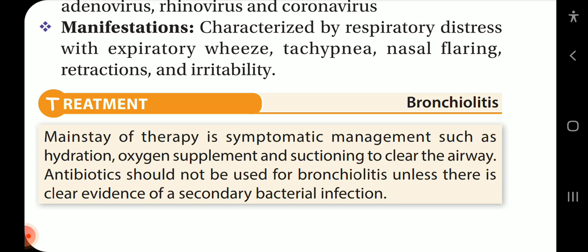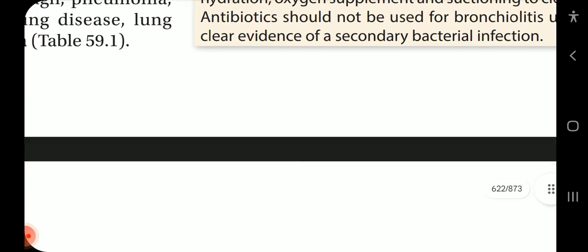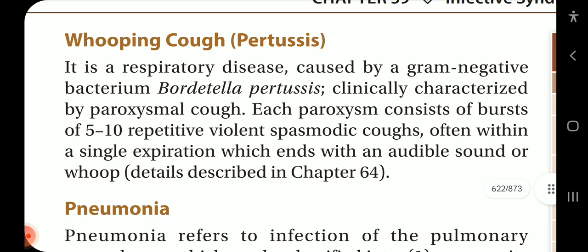Treatment of bronchiolitis. Mainstay of therapy is symptomatic management such as hydration, oxygen supplement, and suctioning to clear the airway. Antibiotics should not be used for bronchiolitis unless there is clear evidence of a secondary bacterial infection. Whooping cough or pertussis is a respiratory disease caused by gram-negative Bordetella pertussis, clinically characterized by paroxysmal cough. Each paroxysm consists of bursts of 5 to 10 repetitive violent spasmodic coughs, often within a single expiration, which ends with an audible sound of whoop.